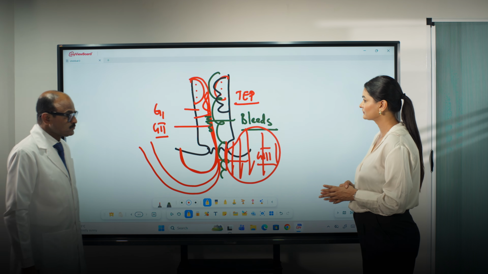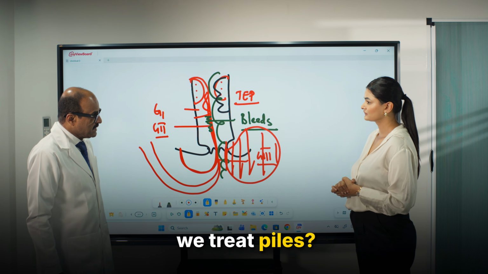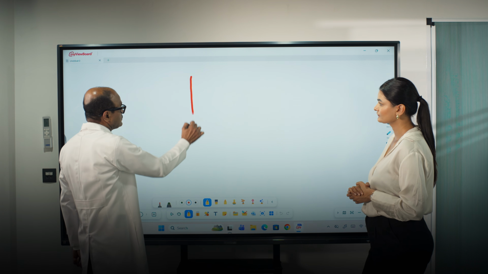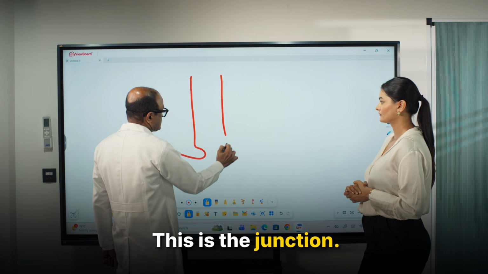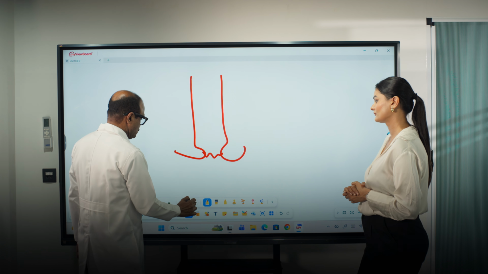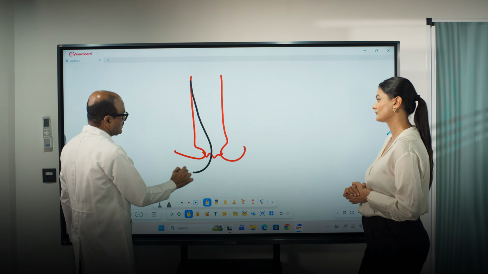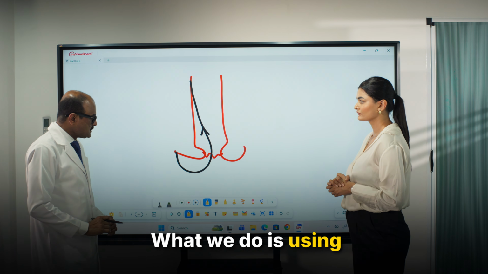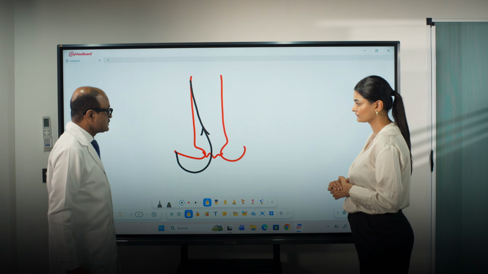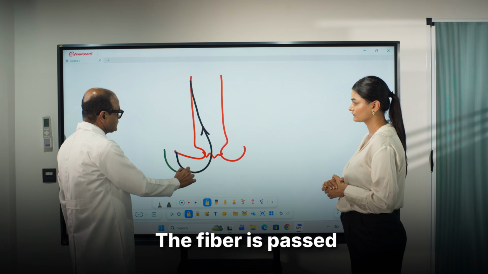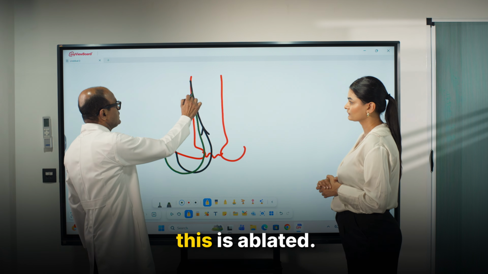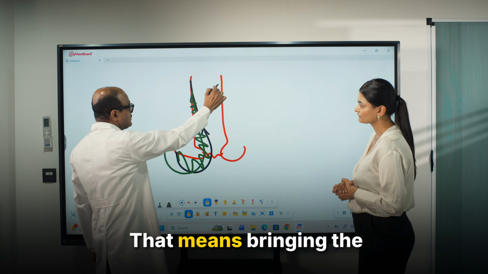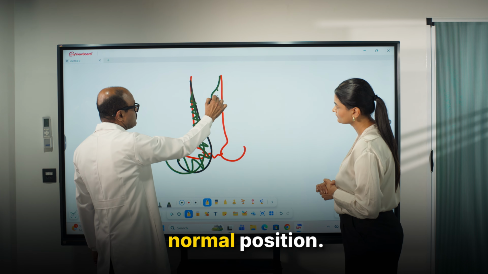And what is the cure? How do we treat piles? This is the anal canal. This is the junction. And you have a pile mass which is coming out, and people are pushing it in with the hand like this. Clear? What we do is use laser fibers. The fiber is passed through like this, and this is ablated, meaning it is totally burnt like this. That means bringing the pile back to the normal position.